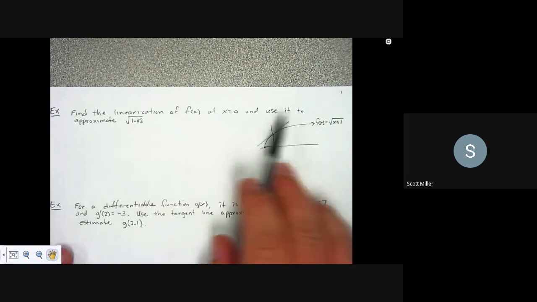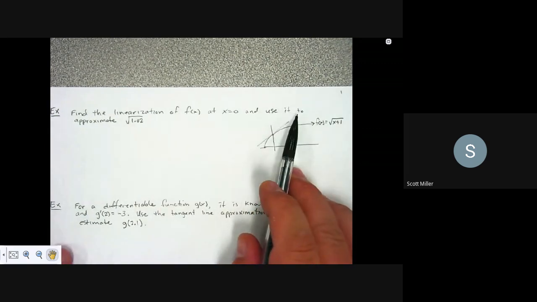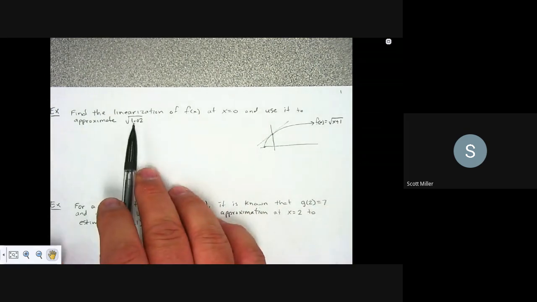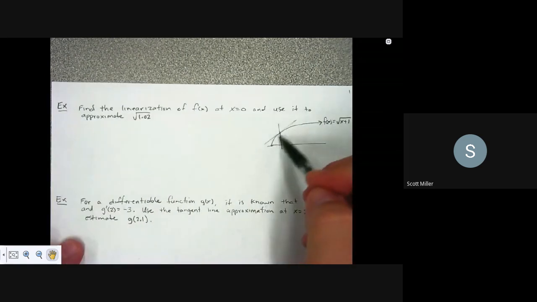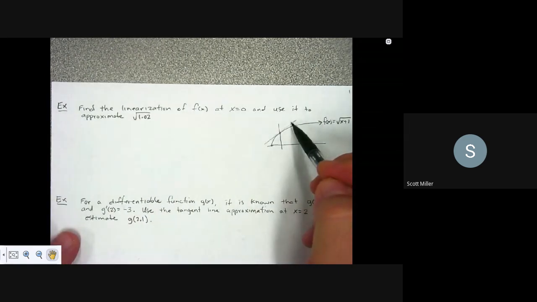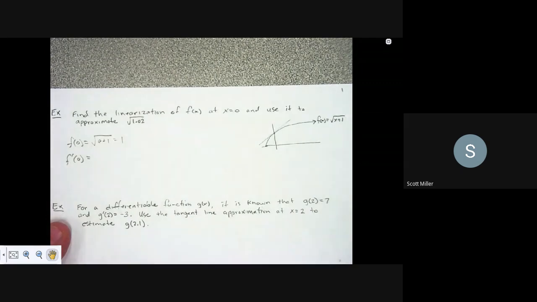All right. So first, we have to use this tangent line equation to help us approximate this value. To do that, I need a point and a slope. I have to find the line equation of the tangent line at 0 right there. So I need to find the value of the function at 0, which would be 0 plus 1, which is 1. And I have to find the derivative at 0, which I don't know yet.